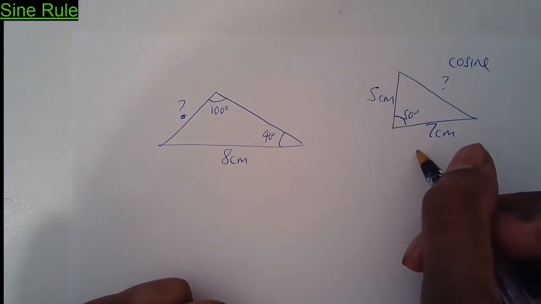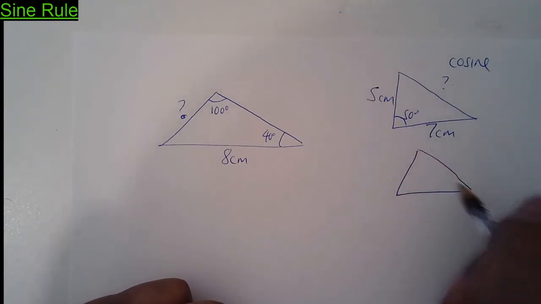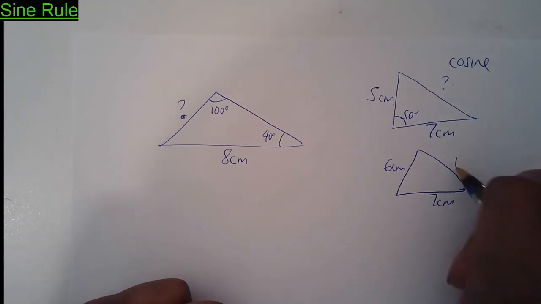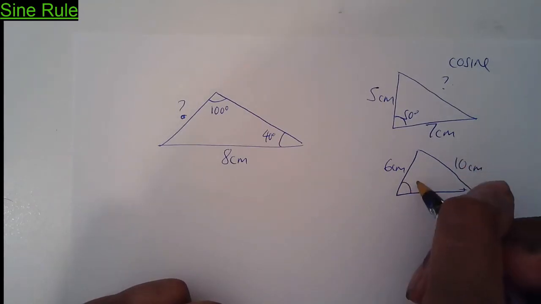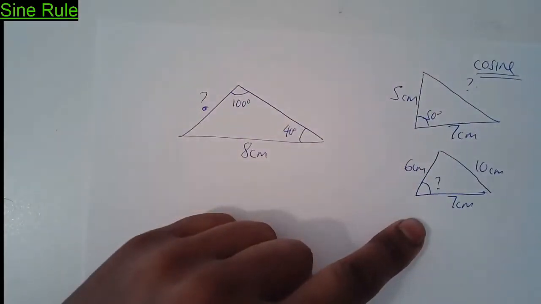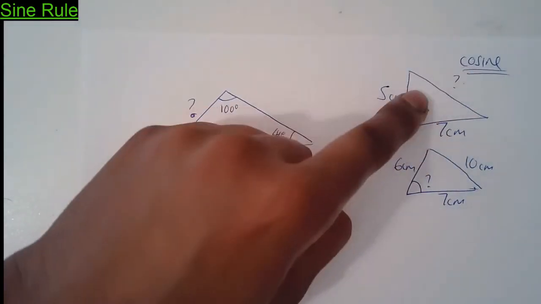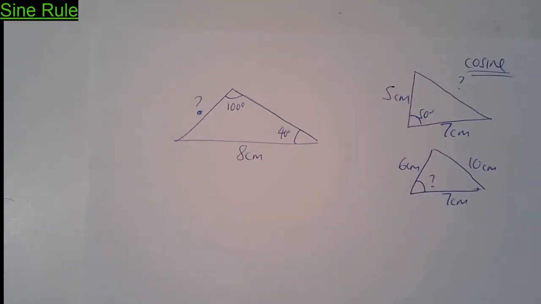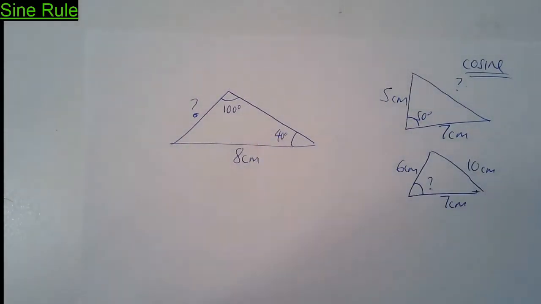Or it could be that all three sides are given, I'm making these numbers up, and you're trying to work out one of the angles. That's the cosine rule too. We're avoiding this. If you come across a situation like that, that will be the cosine rule, and that's a separate video. Today in this video I'm dealing with the sine rule.